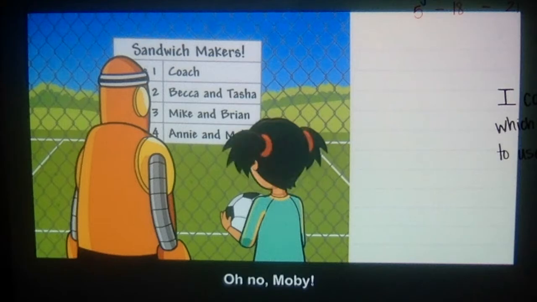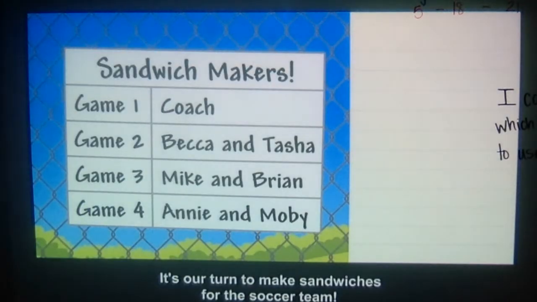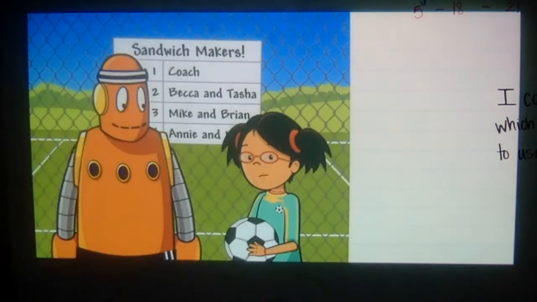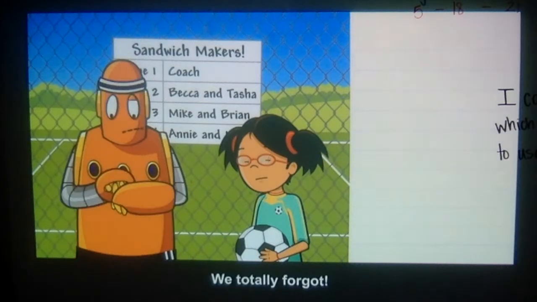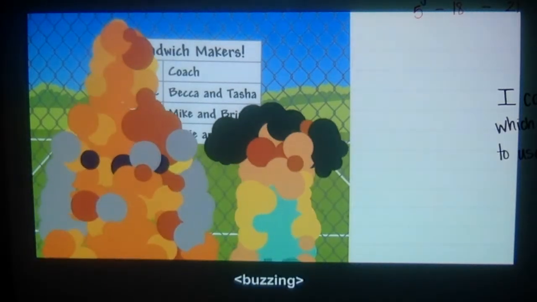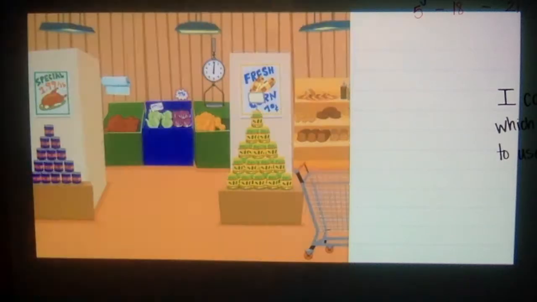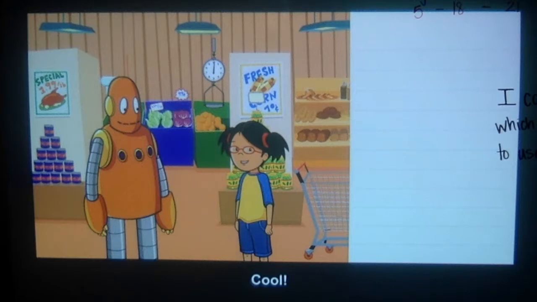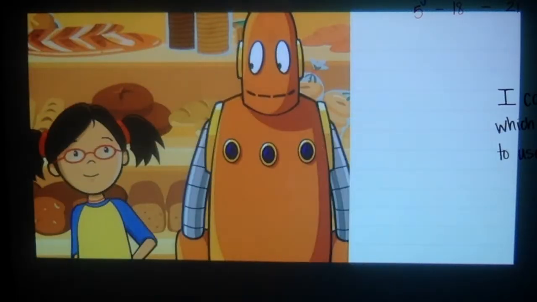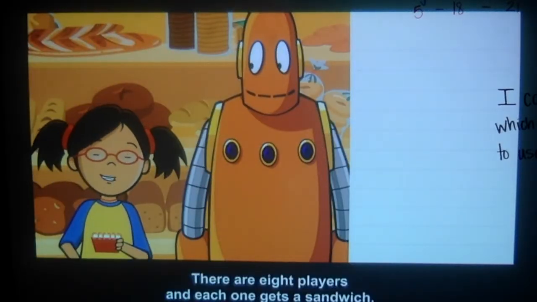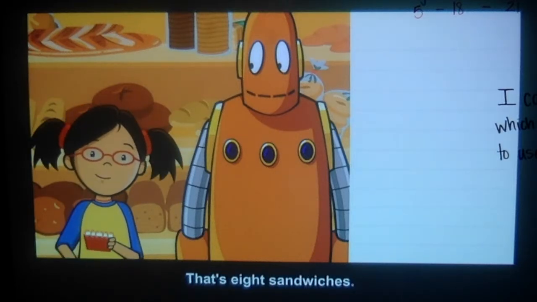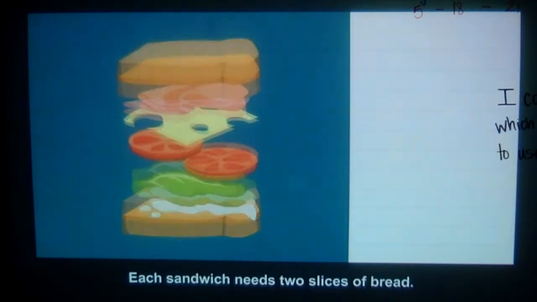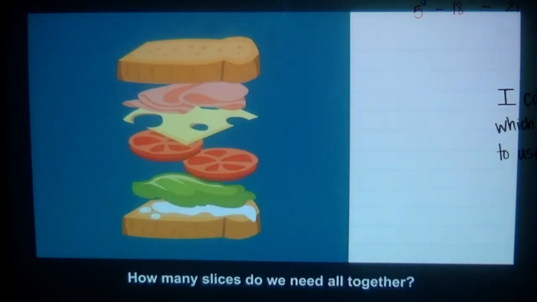Oh no, Moby. It's our turn to make sandwiches for the soccer team. We totally forgot. Cool. There are 8 players and each one gets a sandwich. That's 8 sandwiches. Each sandwich needs 2 slices of bread. How many slices do we need altogether?